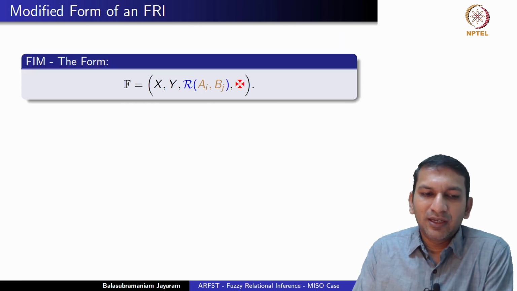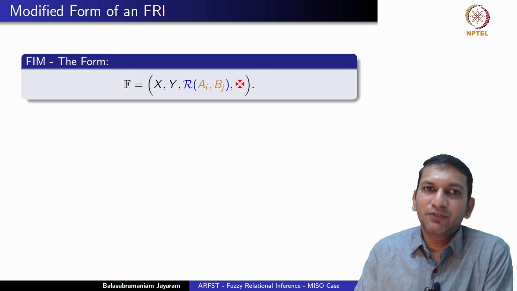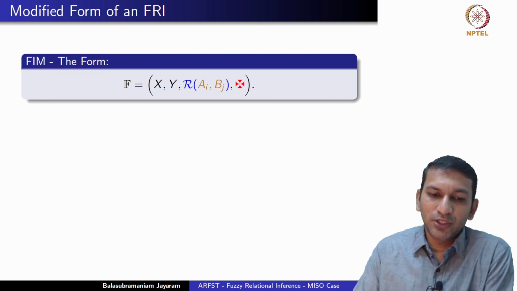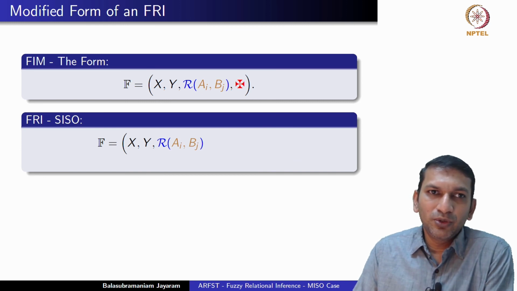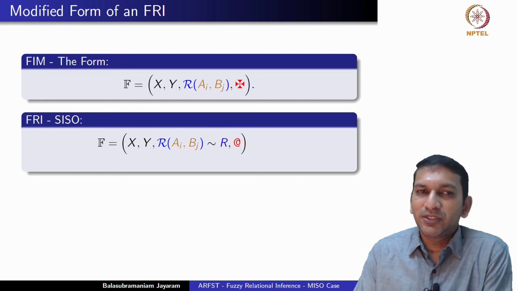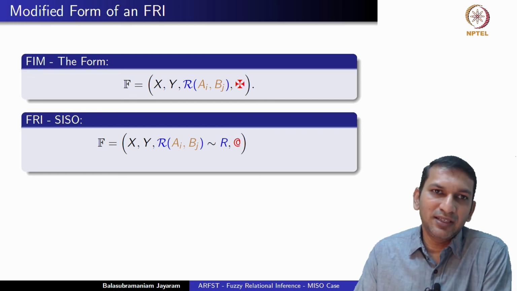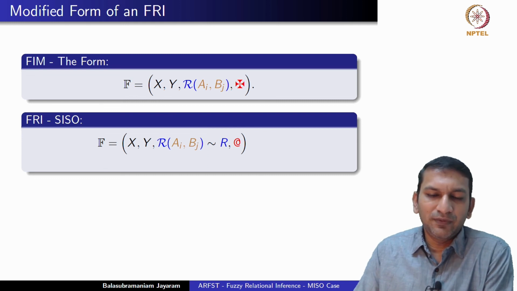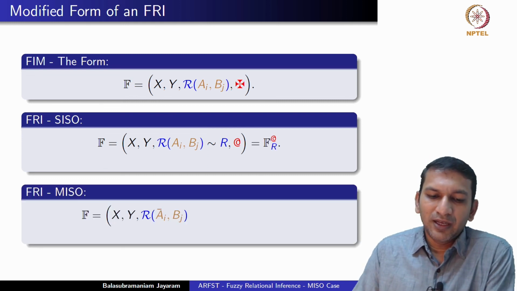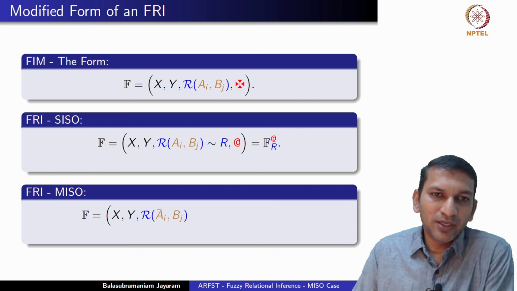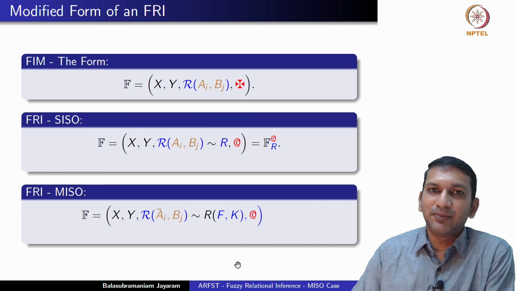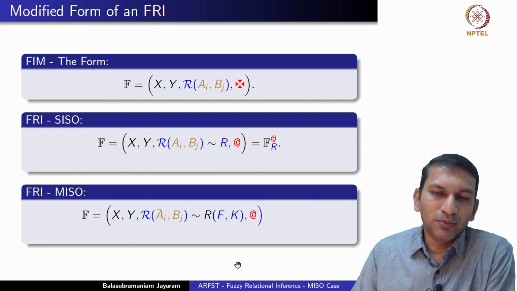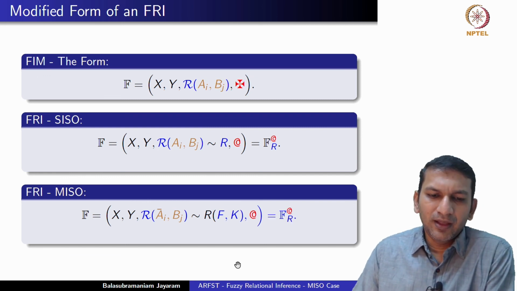We know that a general fuzzy inference mechanism can be represented by this quadruple. In the case of a single input, single output rule, we saw that we could obtain a relation from just an operation F, which related the antecedent to the consequent, and we needed a composition operator. In the case of a multi-input, single output rule, we not only need an F, but also an antecedent combiner K, and of course the composition operator.